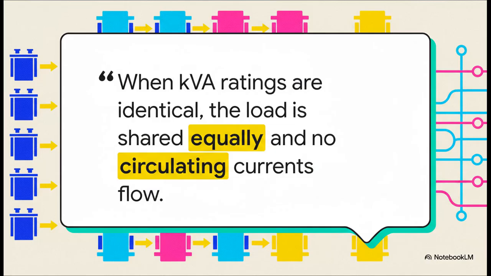And this quote right here, it perfectly captures the goal. In a perfect world with perfectly identical transformers, the load just divides up exactly as it should. Each unit carries its fair share of the work, and absolutely no energy is wasted in the form of these things called circulating currents. This is what peak efficiency looks like.